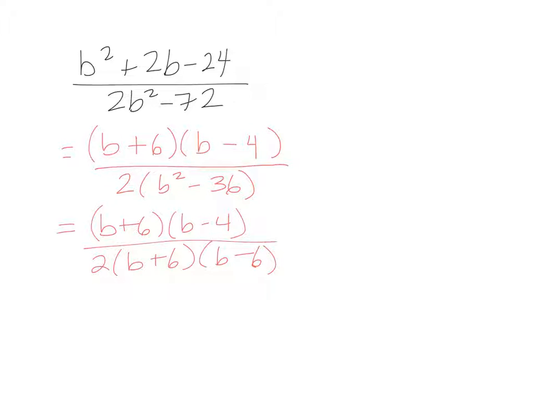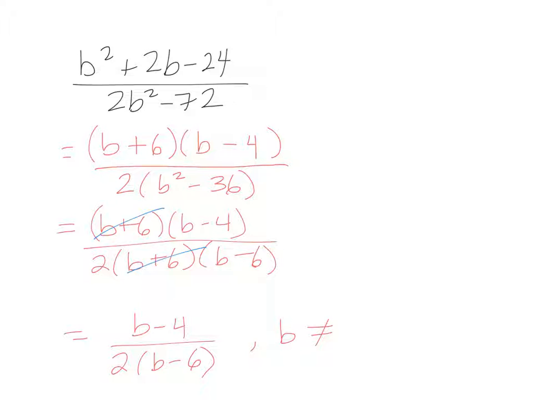And then we can get rid of common factors. So what's common? b plus 6. So b minus 4 over 2 times b minus 6 is the answer. There's nothing else common. Even though there's a b in the numerator and a b in the denominator, it's not a common factor because they're terms, not factors, things that are added or subtracted, not things that are multiplied. So we're done, but we need the non-permissible values.